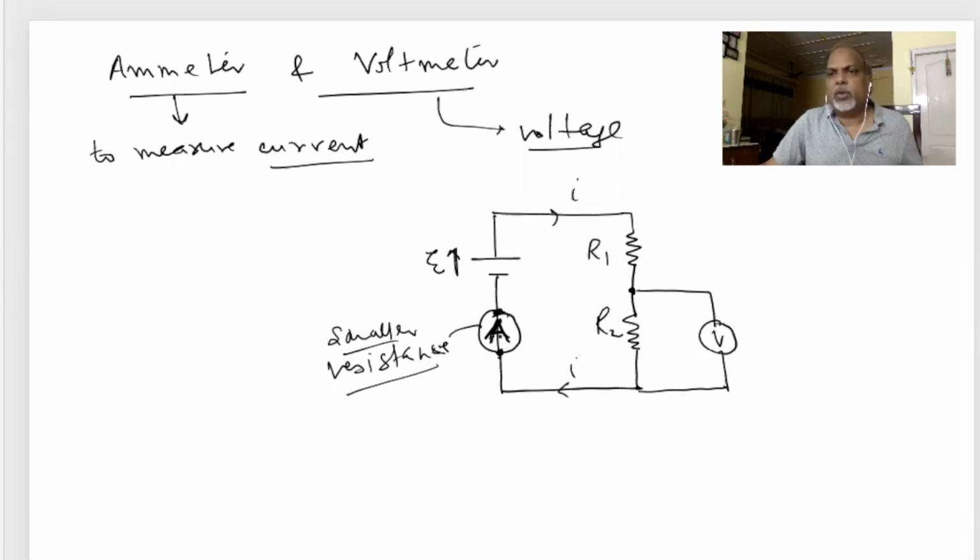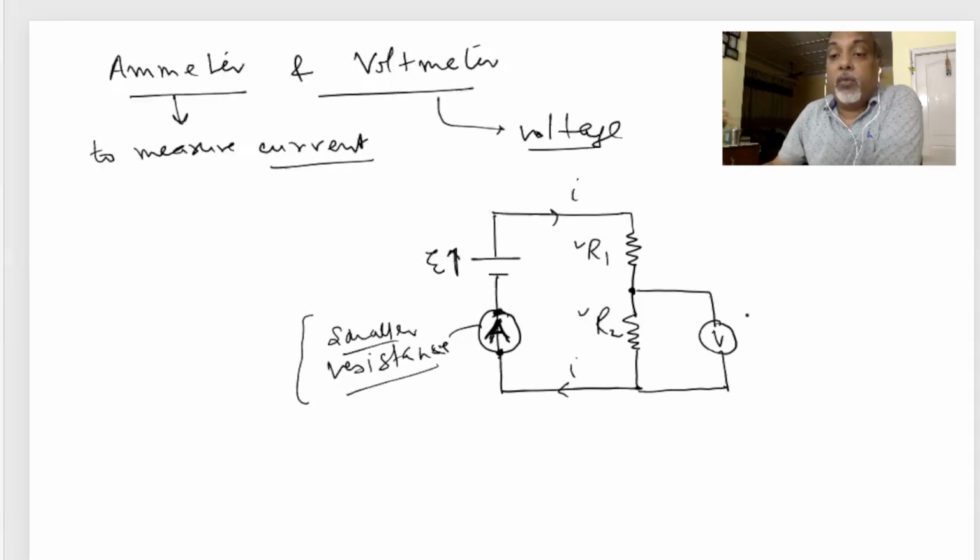So their resistance should not be much in comparison to the outside resistances. Otherwise, this resistance of the ammeter, combining with R1 and R2, will alter the current I, and then you will have a very faulty result, because then it will measure the altered current. So ideally it should have very small resistance.